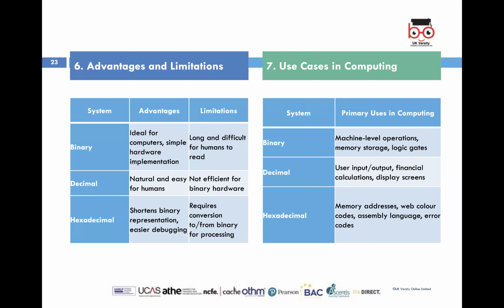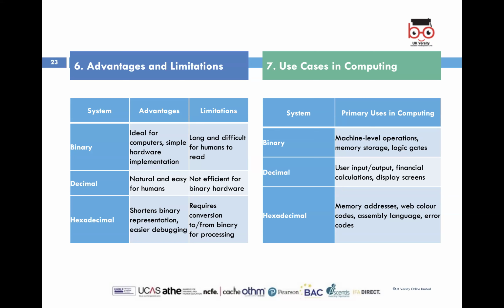Advantages and limitations. Binary is ideal for computers, with simple hardware implementation. However, the limitation is that it is long and difficult for humans to read. Decimal is natural and easy for humans, but it's not efficient for binary hardware. Hexadecimal shortens binary representation and makes debugging easier, but it requires conversion to and from binary for processing.